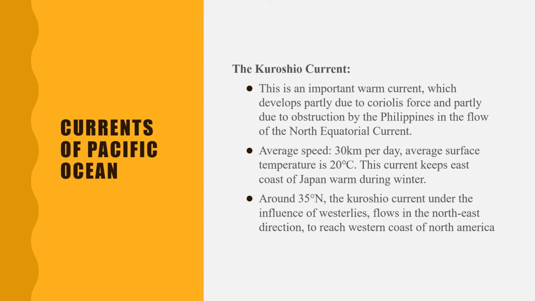Average speed is 30 kilometers per day. Average surface temperature is 20 degrees. The current keeps the east coast of Japan warm during summer. Around 35 degrees north, the Kuroshio current, under the influence of westerlies, flows in the northeast direction to reach the western coast of North America.